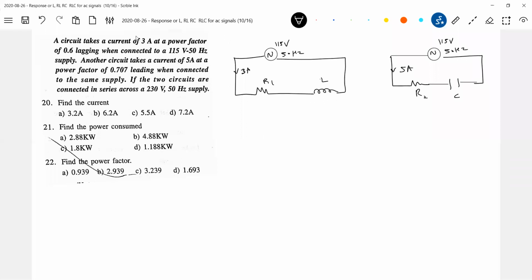There are more than 100 numericals like this. No new concept; you already know every formula now. In the RL circuit, draw the impedance triangle, and get the values one by one.